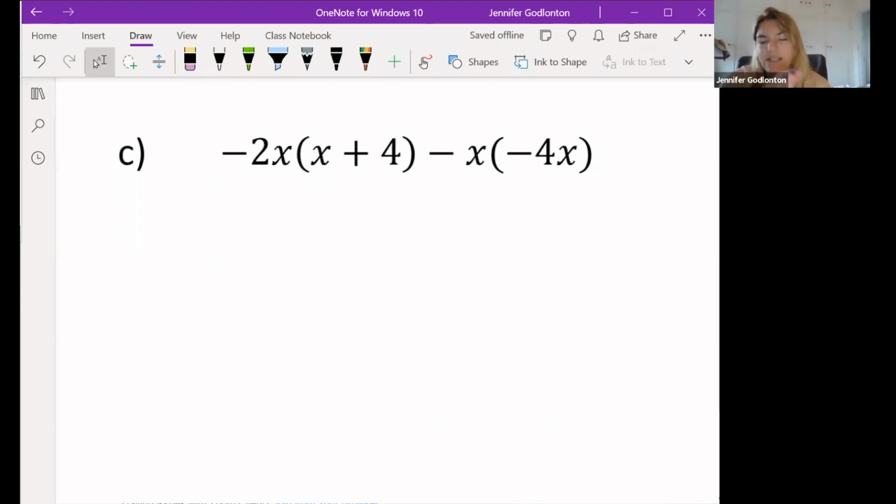First step, identify your terms. Second step, simplify each term. Third step, add and subtract like terms.